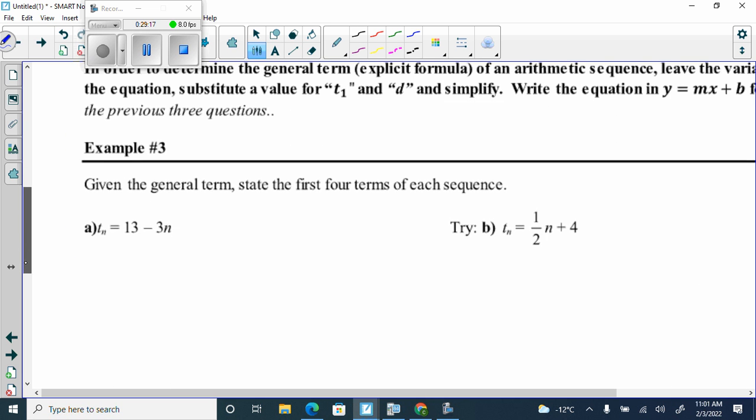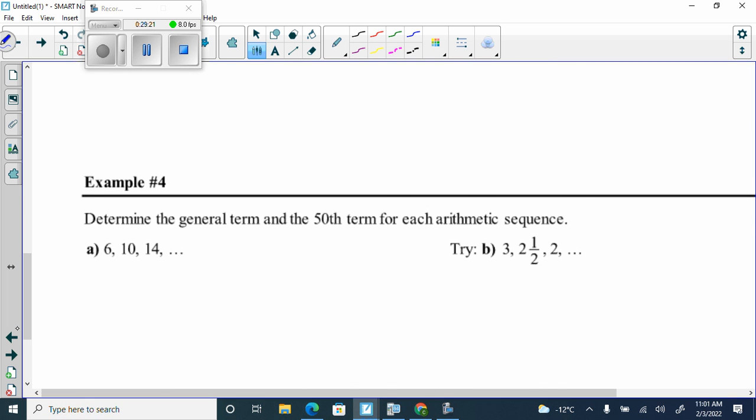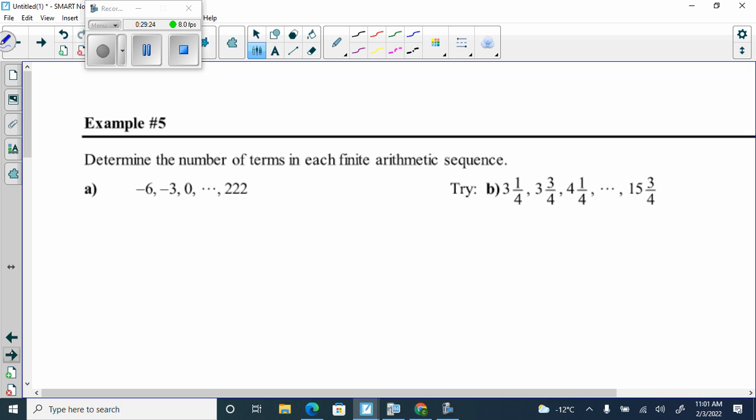We are going to skip 3 and 4 for now. We will come back to them, I promise. And we'll go to 5.